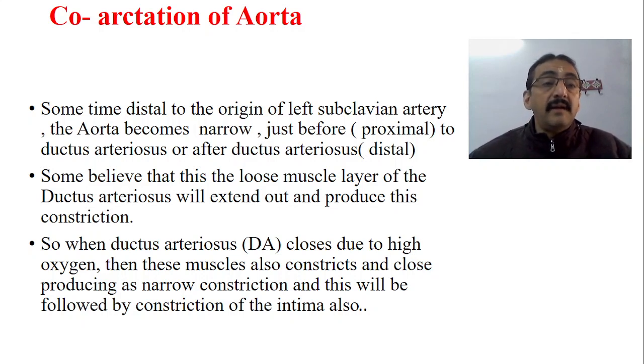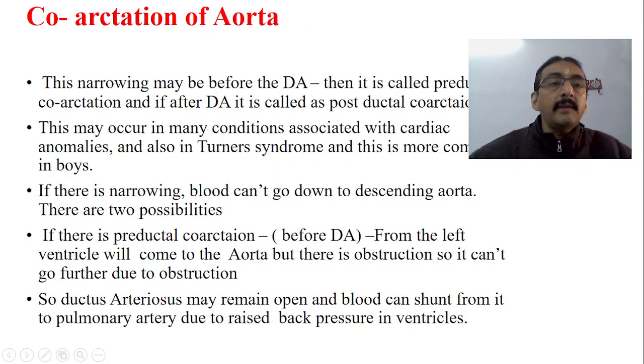Some believe that this is because of the loose muscle layer of the ductus arteriosus, which extends out and produces this constriction. So when the ductus arteriosus closes due to high oxygen after birth, these muscles also constrict, producing a narrow constriction, followed by constriction of the intima layer of the artery also. If this narrowing is before the ductus arteriosus, it is called preductal coarctation, and if it is after, it is called postductal coarctation.